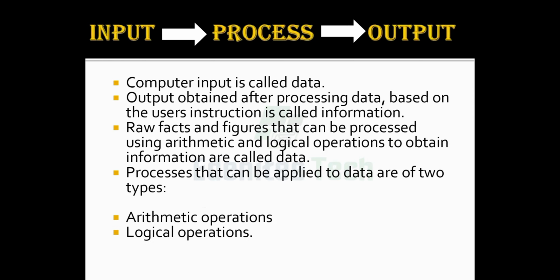That brings us to the input, process, and output module of the computer. Here, as you can see, this is the simplest workflow of the computer that I have drawn for you. An input is given, which is processed, and output is given as an information. Computer input is called data. Any raw information, raw facts, figures are called data. This data is processed upon by the computer.